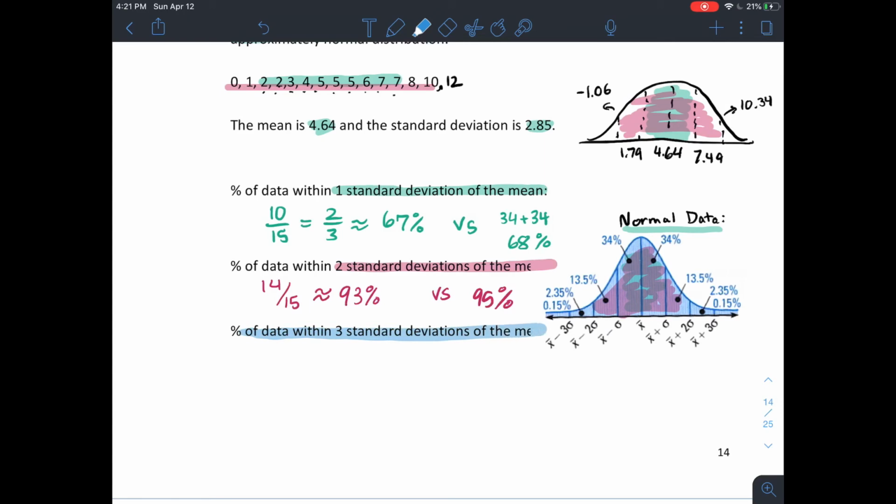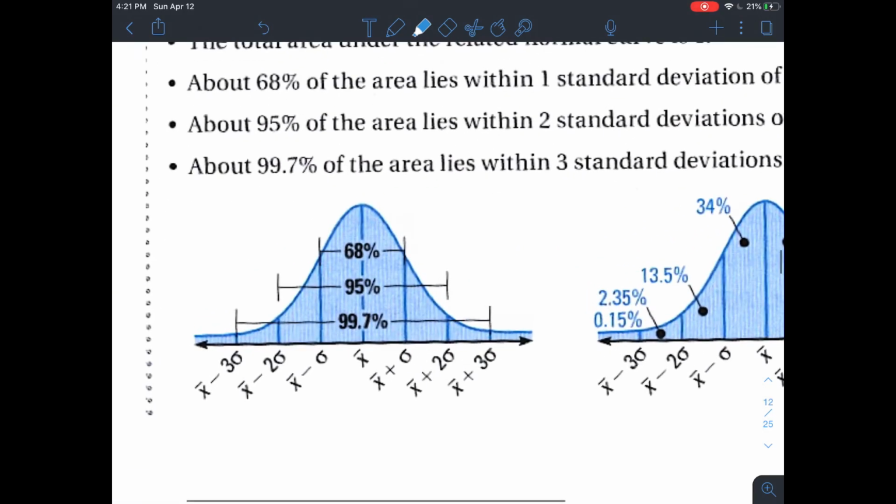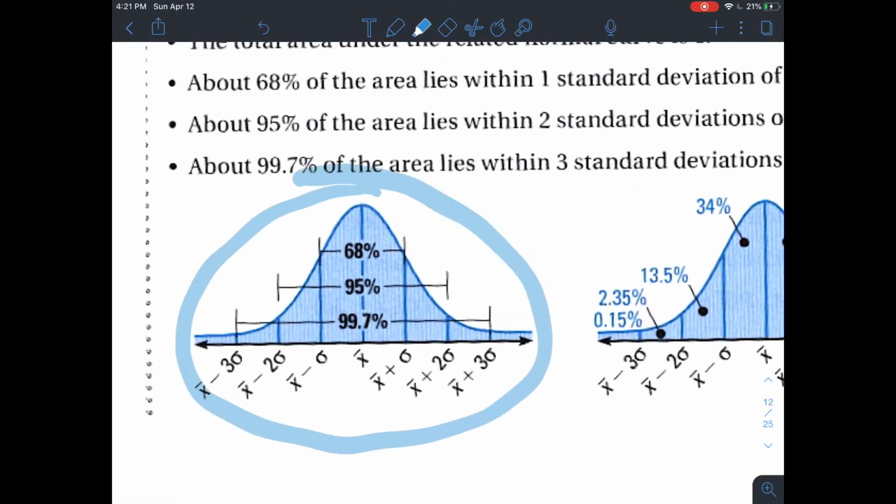If we go three standard deviations, I didn't actually label those numerical boundary lines on my distribution, but if I add another 2.85 to 10.34, it's going to have 12, my last data value, within there. So 100% of my data values in my data set fall within three standard deviations of the mean, which is 99.7%. So if you don't want to add all those up, it's the percentages that are up here. You can use that.